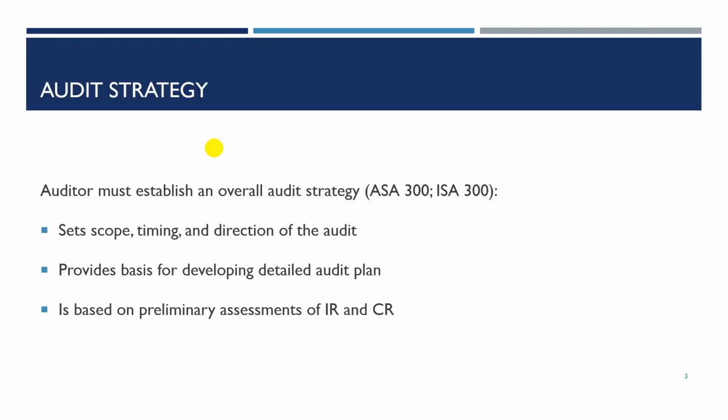ACCA 300 requires that an auditor establish an overall audit strategy. So, what is an audit strategy? Audit strategy is the finalization of the amount of time which the auditor will be spending on testing the client's internal controls and conducting detailed testing of transactions and account balances.